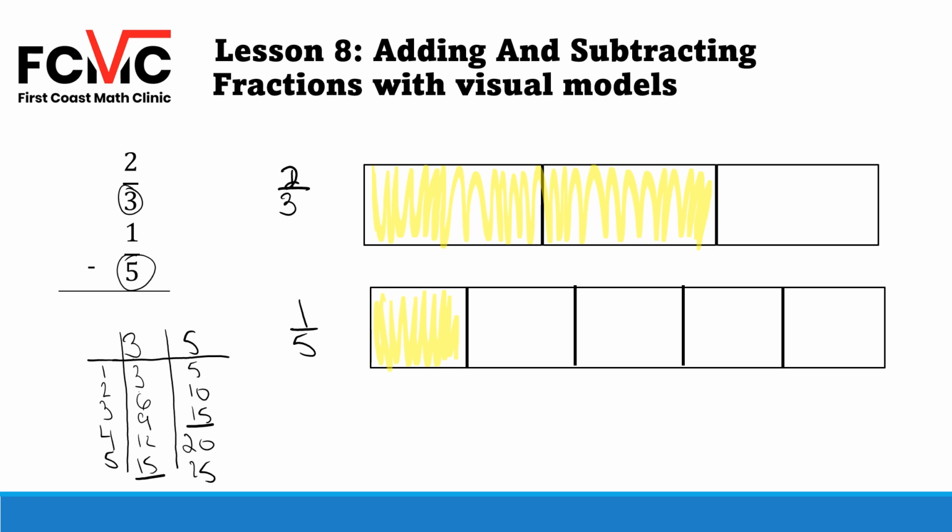Okay, so let's start with the 3. What are we multiplying 3 by to get 15? We're multiplying it by 5. So times 5 over 5. Let me erase this and move it over just a little bit. So 2/3 times 5 over 5, and we get 10/15.